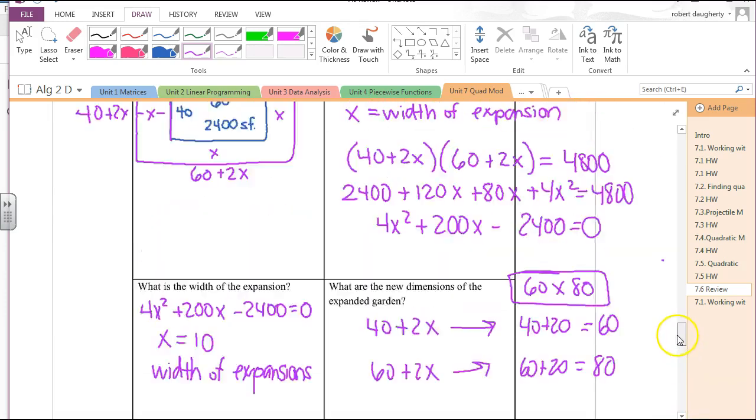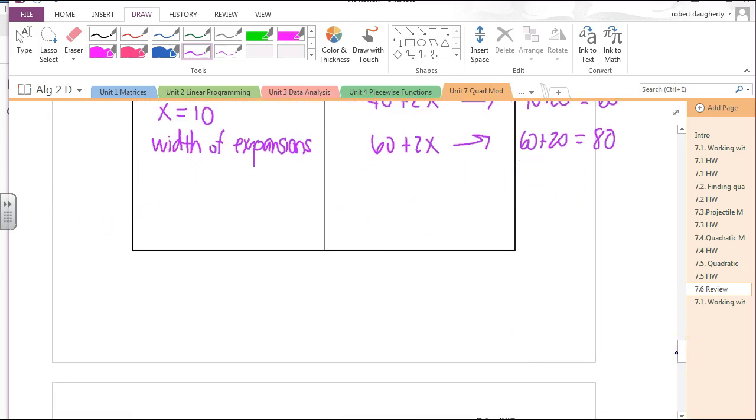And that should be it. That is the end of the book. So anyway, there's your review for the last unit that we have. Thanks.